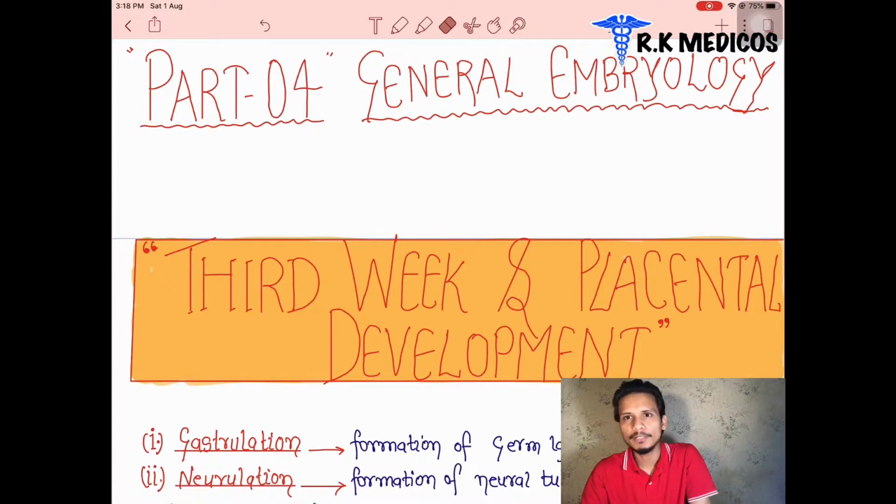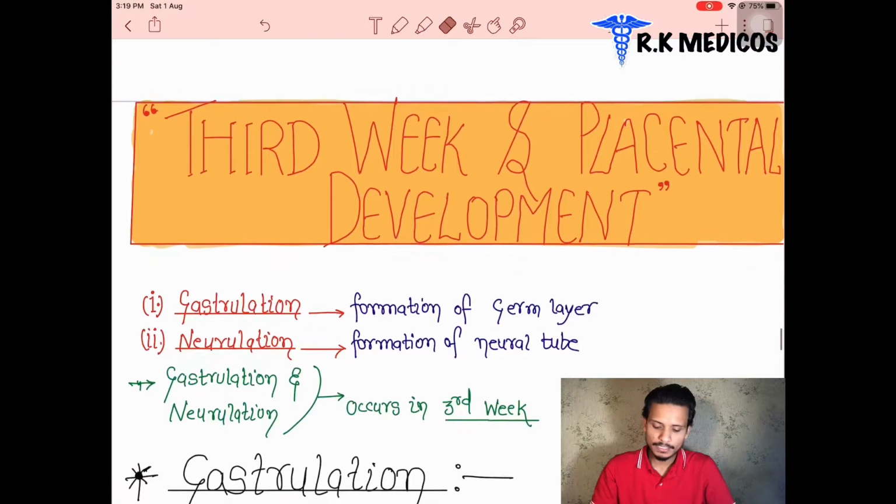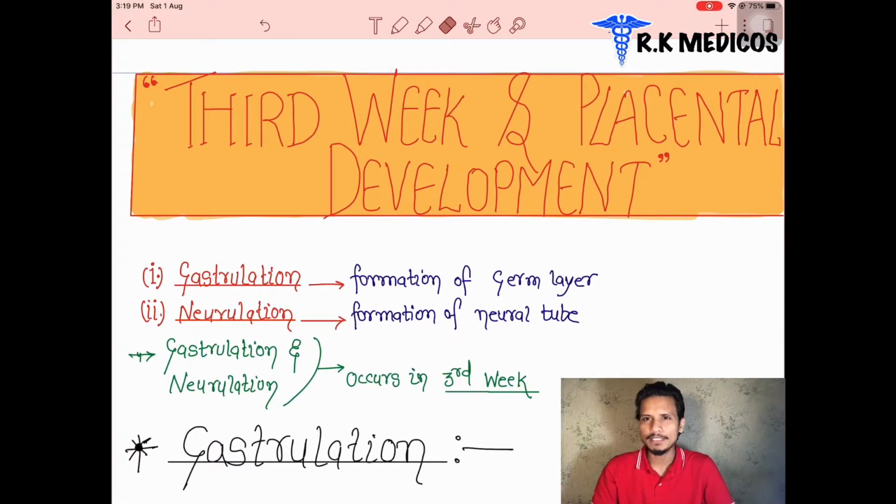In general embryology part 4, we are discussing the third week of the development of the human embryo, and what the main processes occurring in this third week are. So let's start our discussion. In the third week, we also see placental development, and how the placenta develops from the primary, secondary or tertiary villi, which invade different parts.